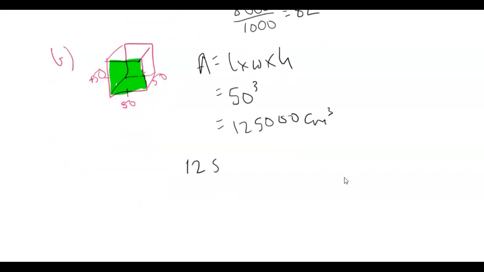So let's just convert that into litres. Divide by 1,000. All right, so if we're dividing by 1,000, you can just cancel your zeros, like that. So I'm left with 125 litres.